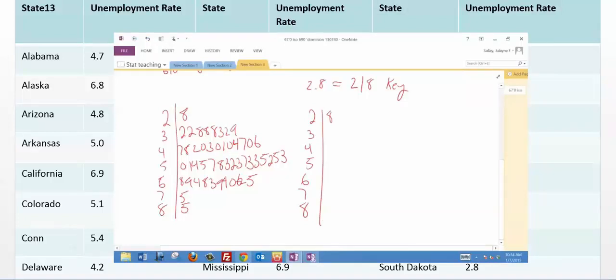Let's see, so I got what, three 2s, so 2, 2, 2, and then I got a 3, then I have three 8s, 8, 8, 8, and then 9. So I'm going to rearrange these from lowest to highest. Okay, so now when I rearrange this, I've got it in proper order.